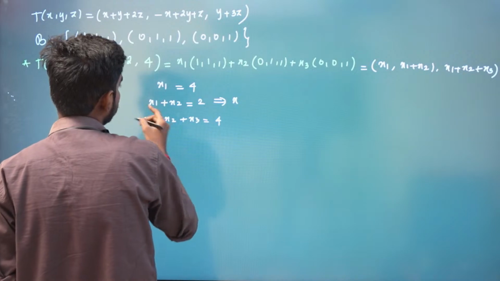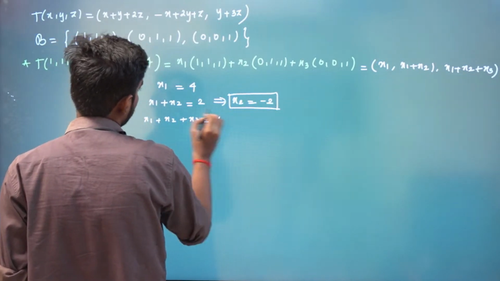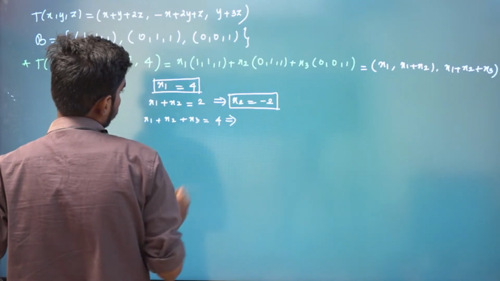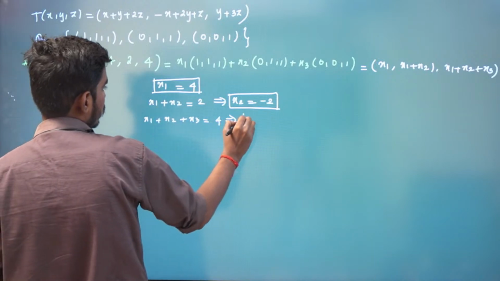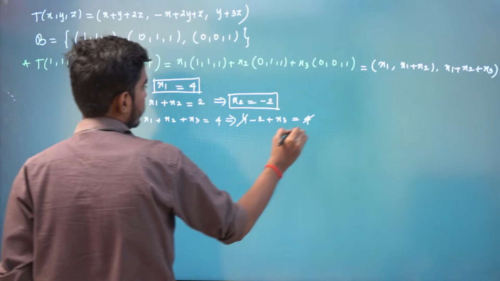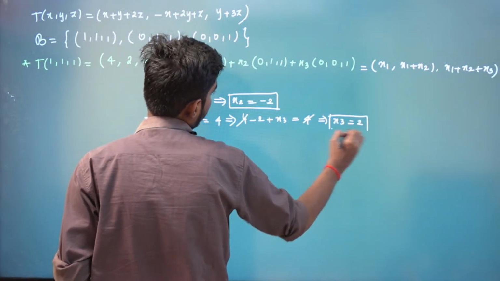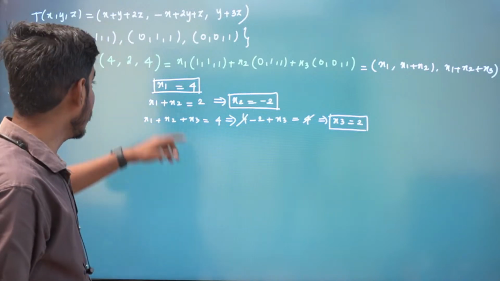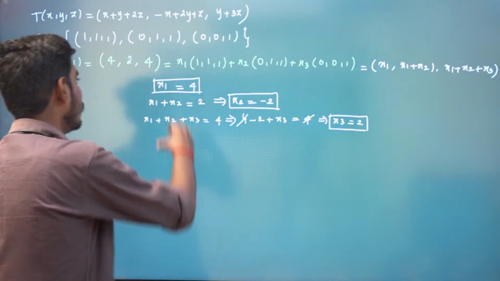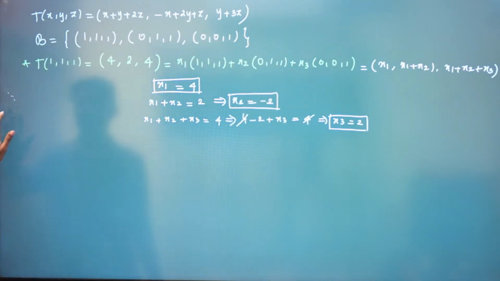This implies x1 is 4, so x2 is minus 2. And x3 is what? 4 minus 2 plus x3 is equal to 4, so x3 is 2. So what will be our first column? Our first column is 4, comma, minus 2, comma, 2. Yes or no? Because we have to write x1, x2, x3 in the first column. Yes. Now similarly we'll move on.